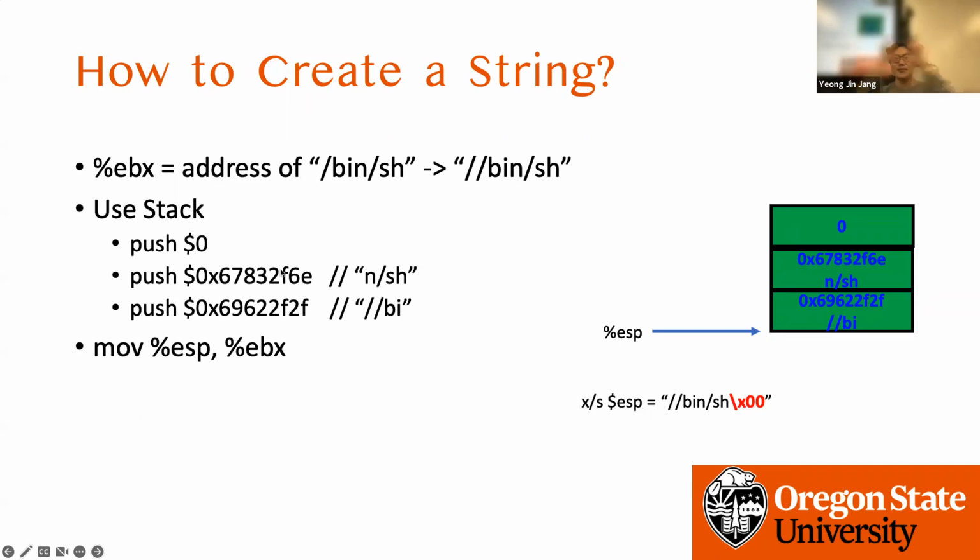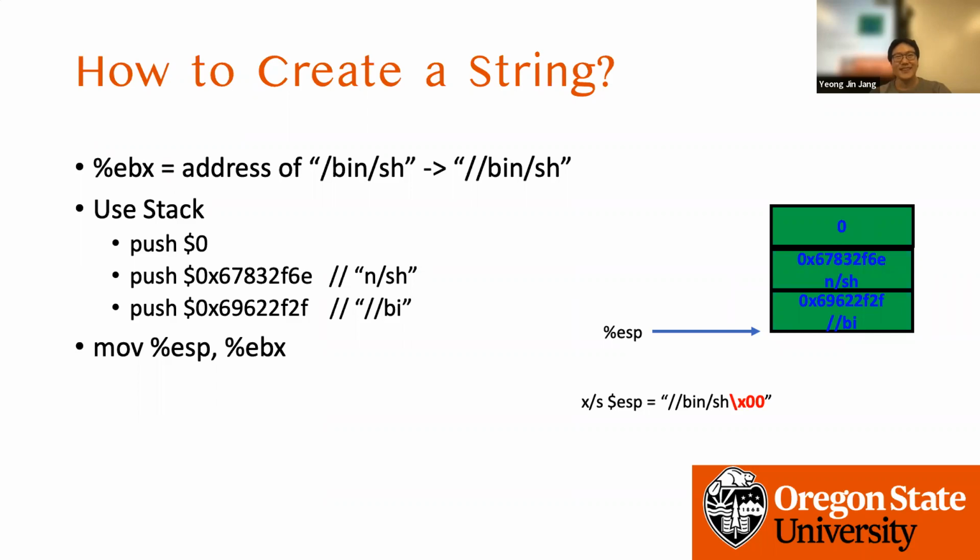It's little endian, so you need to flip the value to match it, so that this value is actually n/sh. And then push //bi. And if we read the thing from here, then it is //bin/sh and null. So that's how we can create the string. Yes, a question: why a slash at the beginning instead of just adding the 0? So we will learn that later.